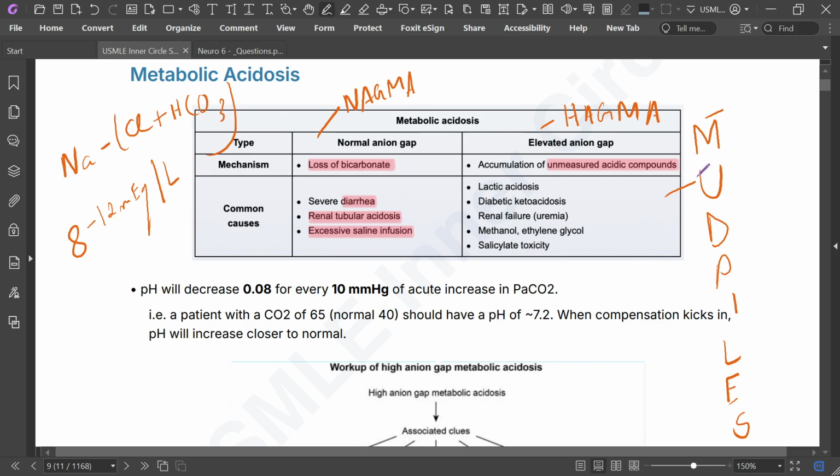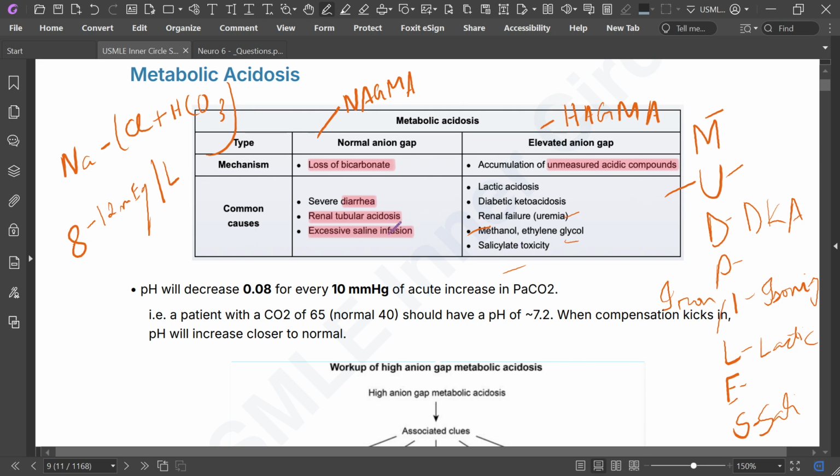M for methanol, U for uremia, D for DKA, P for propylene glycol, I for isoniazid, which is an anti-TB drug, I for iron, L for lactic acidosis, E for ethylene glycol, and S for salicylates.